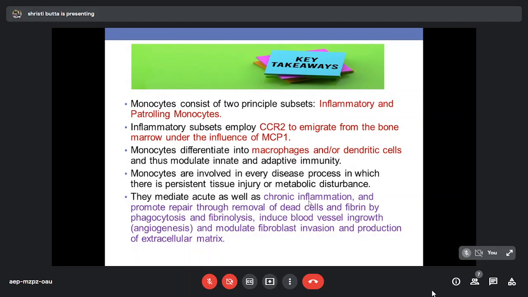Inflammatory subsets employ CCR2 to emigrate from the bone marrow under the influence of MCP1. Monocytes differentiate both into macrophages and or dendritic cells and thus modulate innate and adaptive immune responses. Monocytes are involved in every disease process, very important, every disease process in which there is persistent tissue injury or a metabolic disturbance. They mediate acute as well as chronic inflammation, promote repair through removal of dead cells and fibrin by phagocytosis and fibrinolysis, induce blood vessel ingrowth and angiogenesis by producing VEGF, modulate fibroblast invasion by producing TGF-beta, and interleukin 10, and production of extracellular matrix.